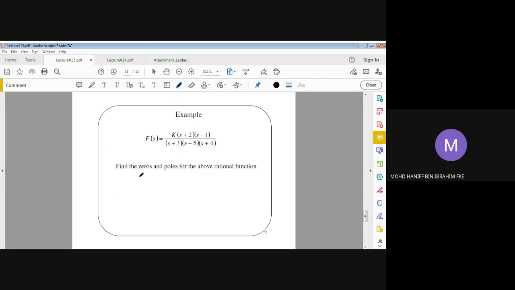So this is the example, just to make sure you understand the concept of zeros and poles. For the case of F(s) here, you need to find the zeros and poles of this rational function. So simply, for the zeros it is -2 and +1, and for the poles we have -3, +5, and -4. So these are the zeros and poles of your F(s).